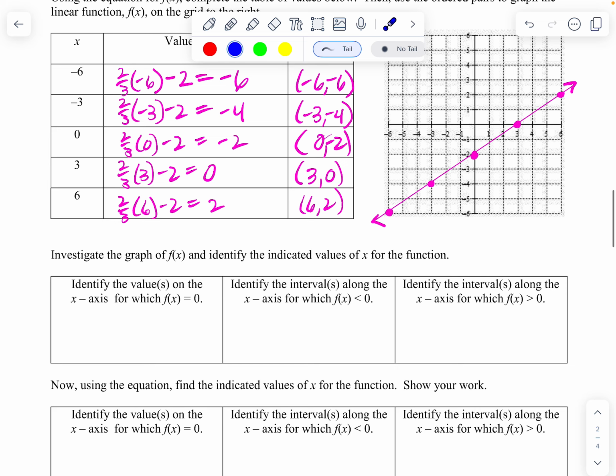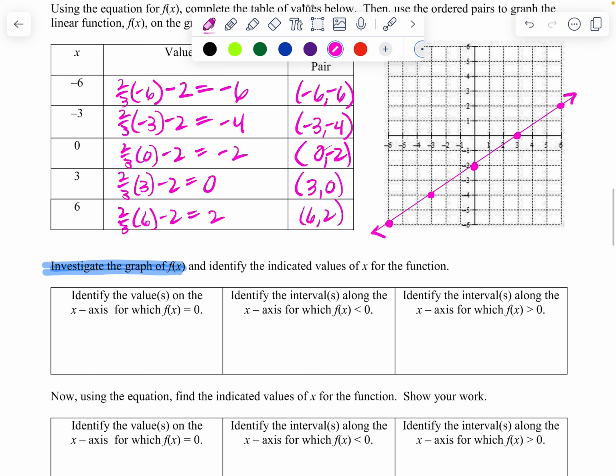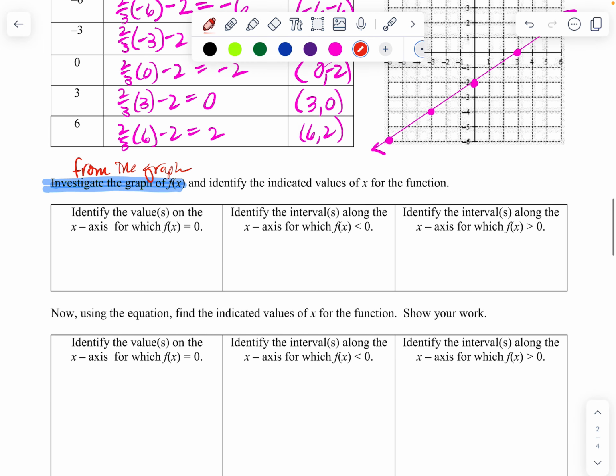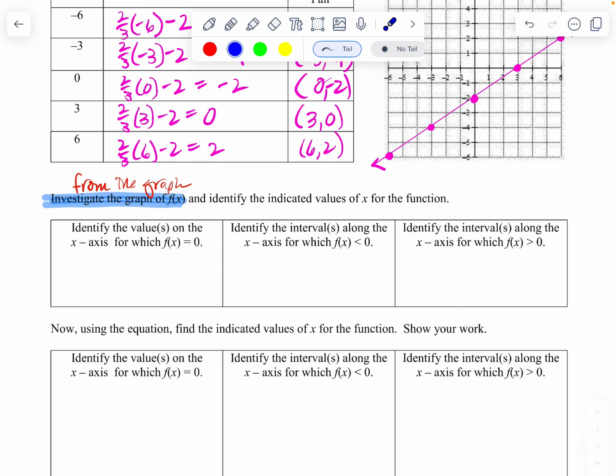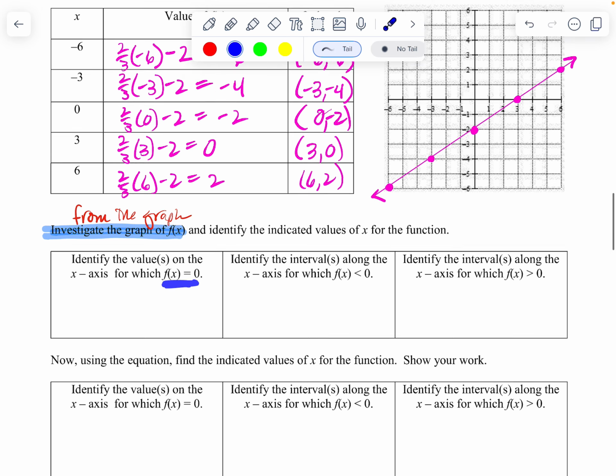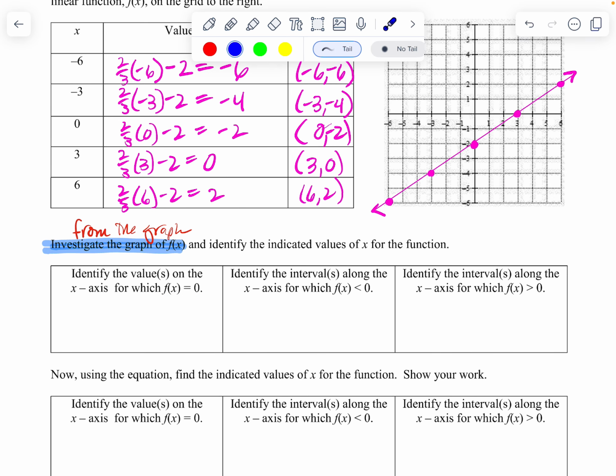Now this says to investigate the graph. So we are going to look at the graph of f of x, which we've already done. From the graph, identify the indicated values of x for the function. So this wants to know, identify the values where f of x is equal to 0. Well, we know how to do that. Where is f of x equal to 0? That means y equals 0. That's right here. So that's going to be at x equals 3.